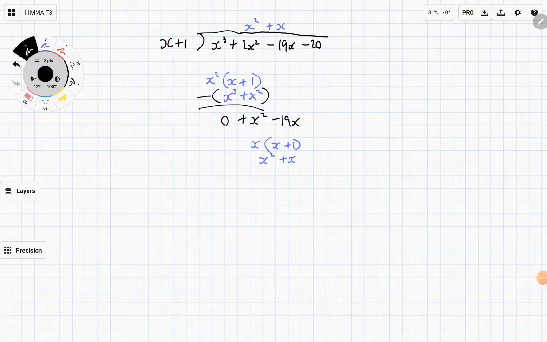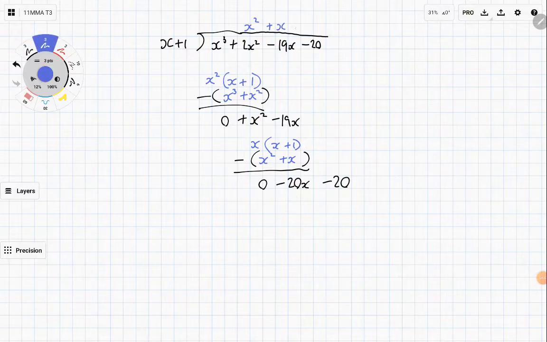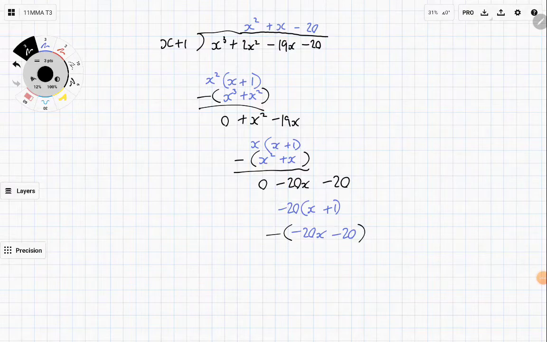Do the subtraction. Alrighty. x squared minus x squared is 0. Negative 19 minus x is negative 20x. Bring the negative 20 down. And hey, look, this is looking really likely. Why? Because how do I make x look like negative 20x? We'll multiply it by negative 20. Expand those brackets out, subtract off, and we're left with 0 plus 0.